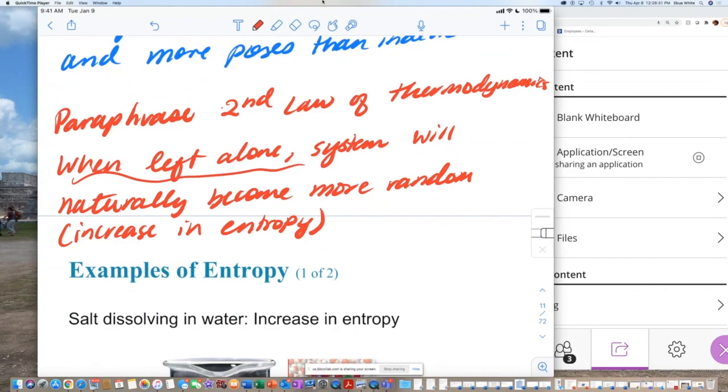bad, bad, like that car, right? The guy wasn't maintaining it. You can tell. I'm assuming it's a guy. It could have been a girl. Whoever was the owner was not maintaining it. So if you leave things alone, they naturally become more random. And in this context here, you can tell the more random is the natural order of things.